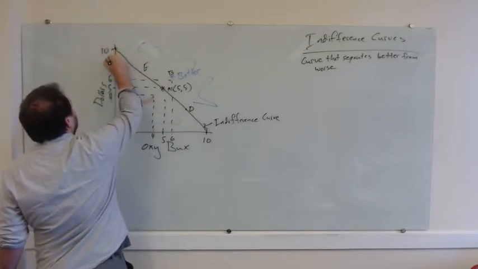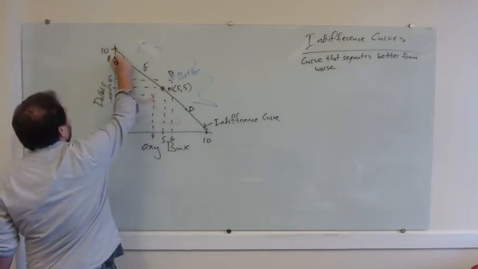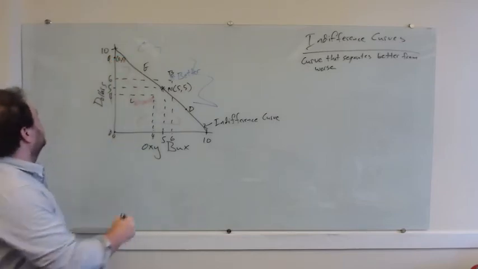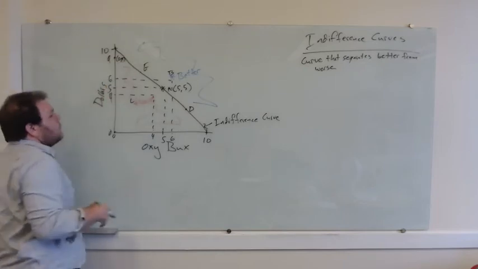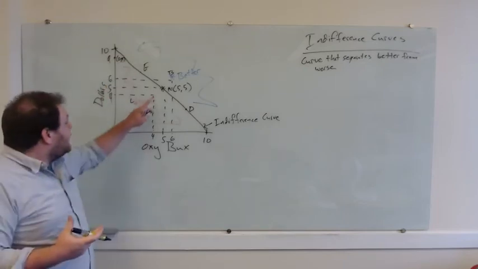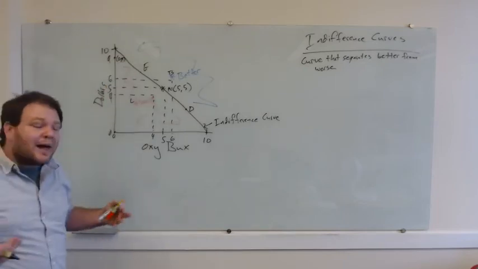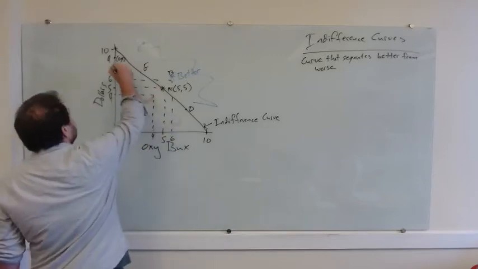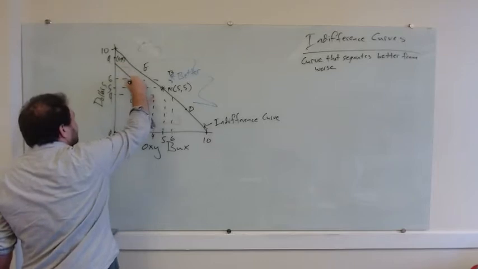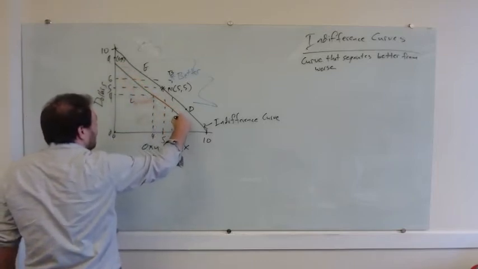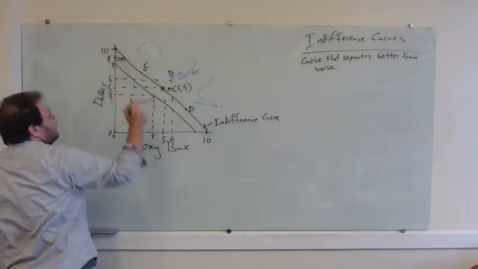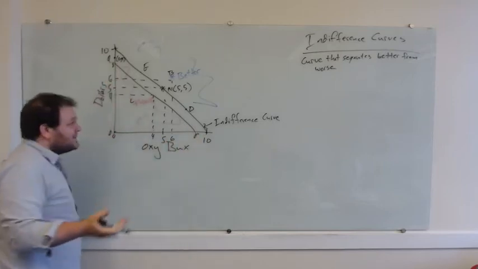Or 9 and 0, right? 0 and 9. What I can do is draw an indifference curve for all of those options as well. If I care about 4 and 4, I can ask what are all the combinations of bucks and dollars that are as good to me as $4 and $4, right? And it'll be anything where the sum adds up to 8.